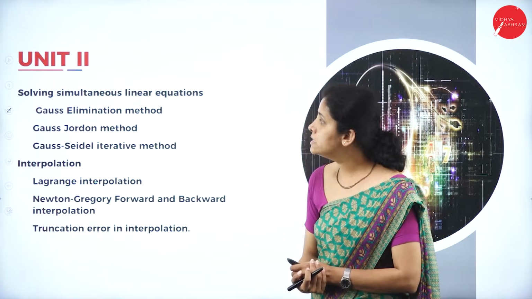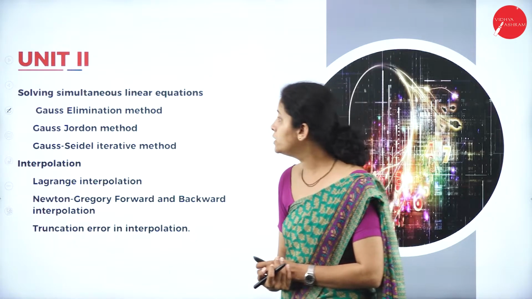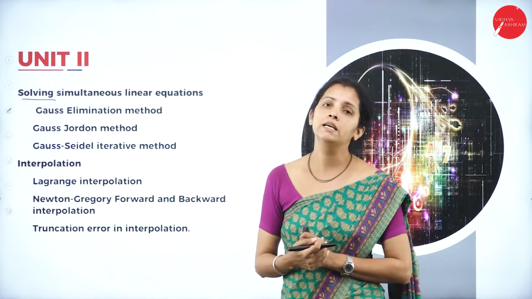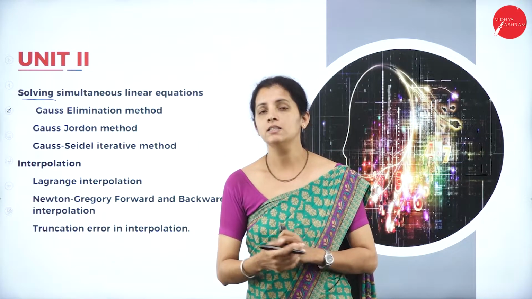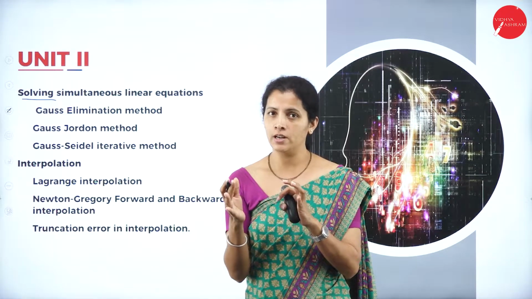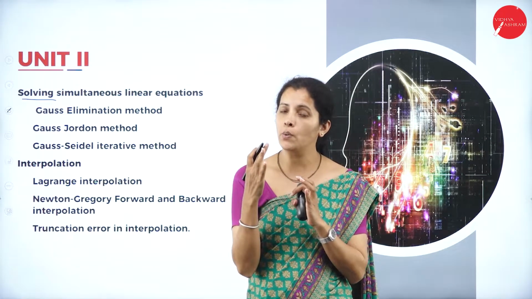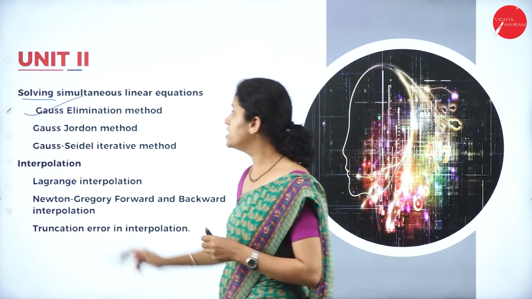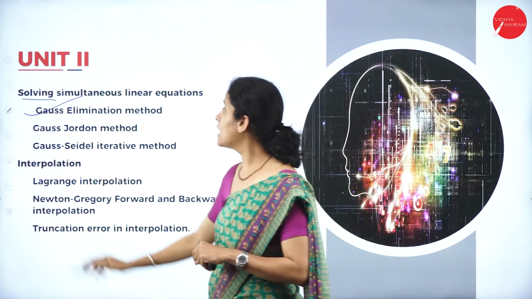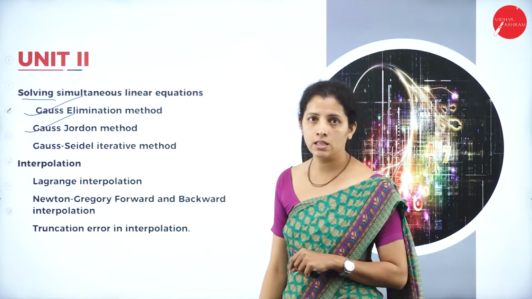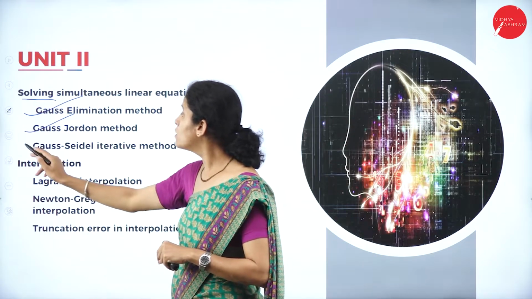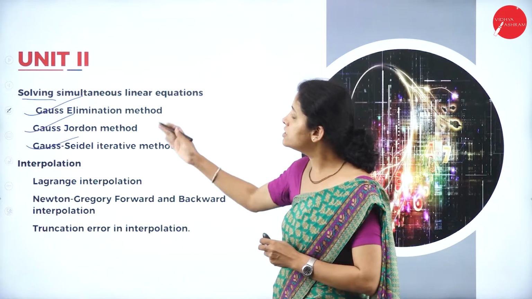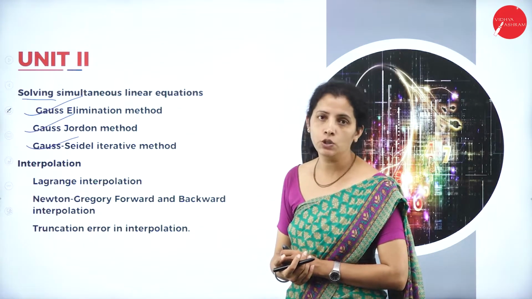Now if I consider Unit 2, under Unit 2 I have solving simultaneous linear equations. That means I have some linear equations and I want to solve those equations simultaneously. For that, I have the Gauss elimination method, along with the Gauss-Jordan method, along with the Gauss-Seidel iterative method. So, this is the first chapter that comes under Unit 2.